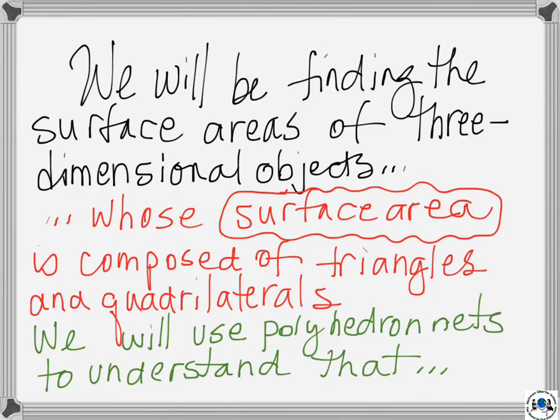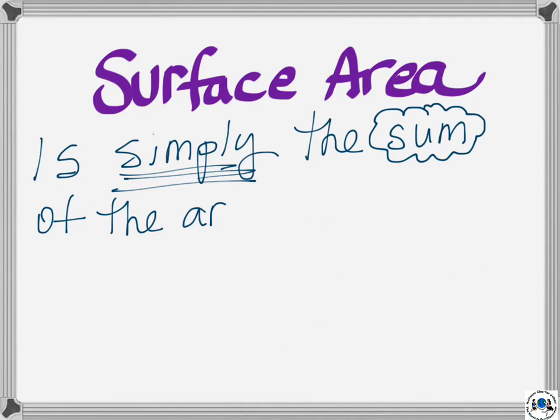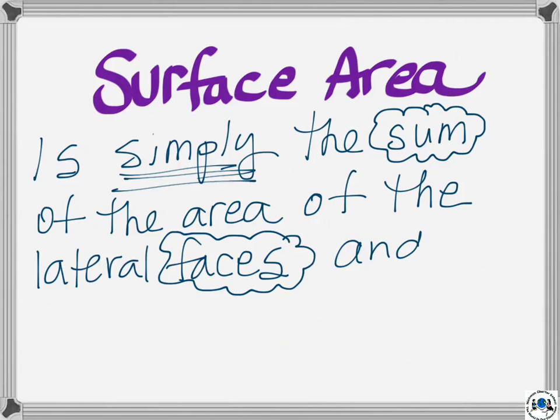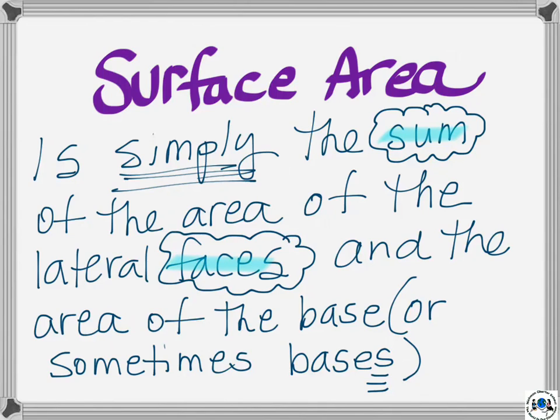Understand that surface area is simply the sum of the area of the lateral faces and the area of the base, or sometimes bases. So we will be looking to add, of course, sum the area of lateral faces. We'll talk a little bit about that coming up, and also the bases of a three-dimensional object or three-dimensional shape.